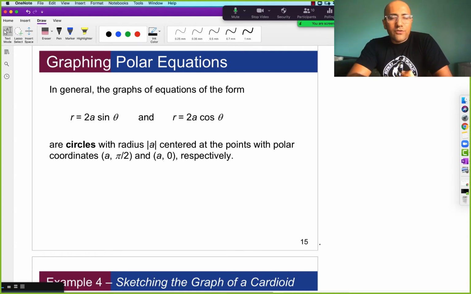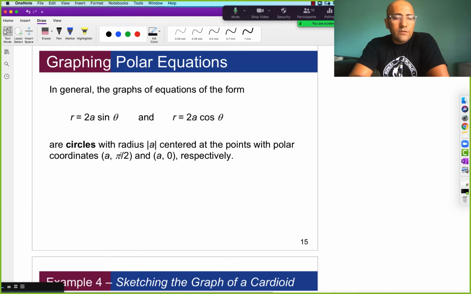So again, we have some patterns that happen based on the type of equation presented. Here's this set of equations that have certain patterns that fit, and then their graphs will end up being a particular type. So as a general guide, if we have something that fits the pattern of r equals to 2a sine theta or r equals to 2a cosine theta, these are circles with radius absolute value a centered at the points with the polar coordinates of a comma pi over 2 or a comma 0 respectively. Good.